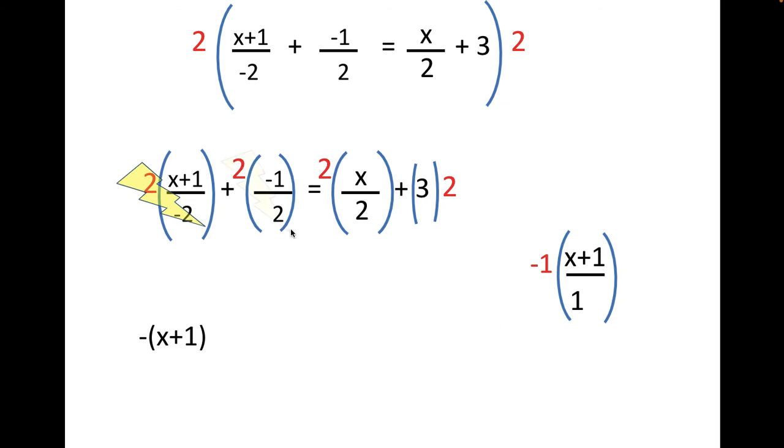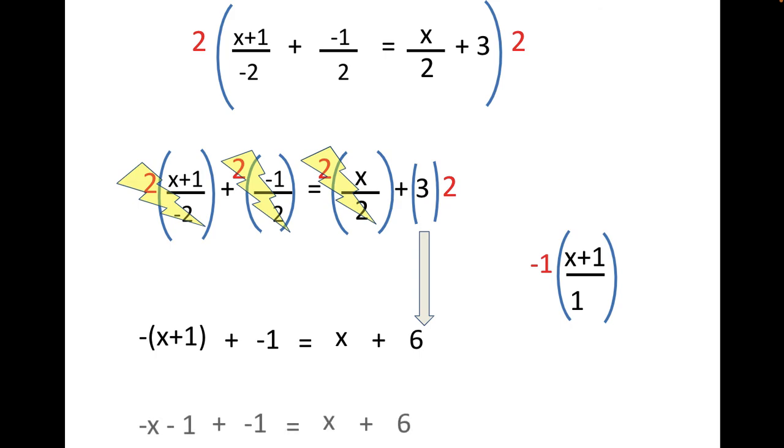In my next term, my 2's will cancel, and I'll just get a friendly negative 1. And then in the next term, my 2's cancel again, no negatives, nice and easy. And then finally a 3 times a 2. There's no canceling because that 3 never had a denominator. And so once I distribute that negative to those x plus 1 in parentheses, I will get the following equation. And now I can go ahead and solve.